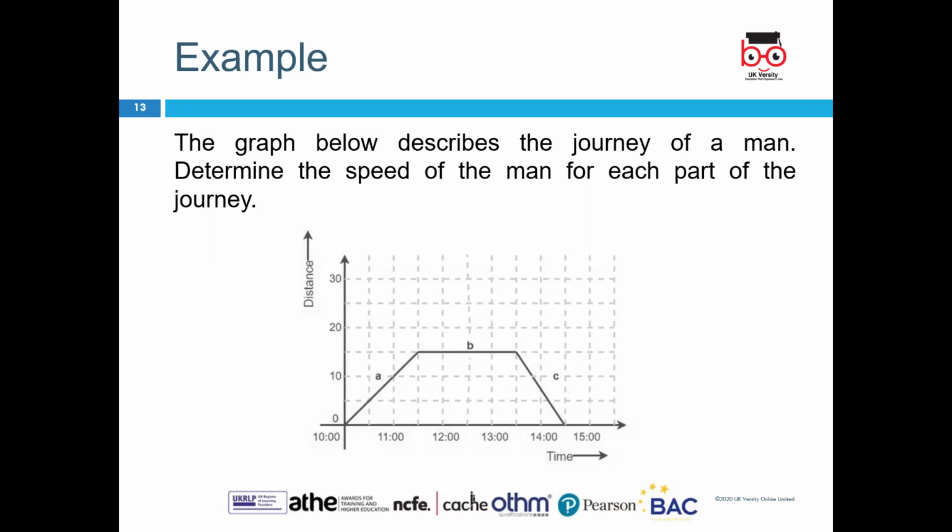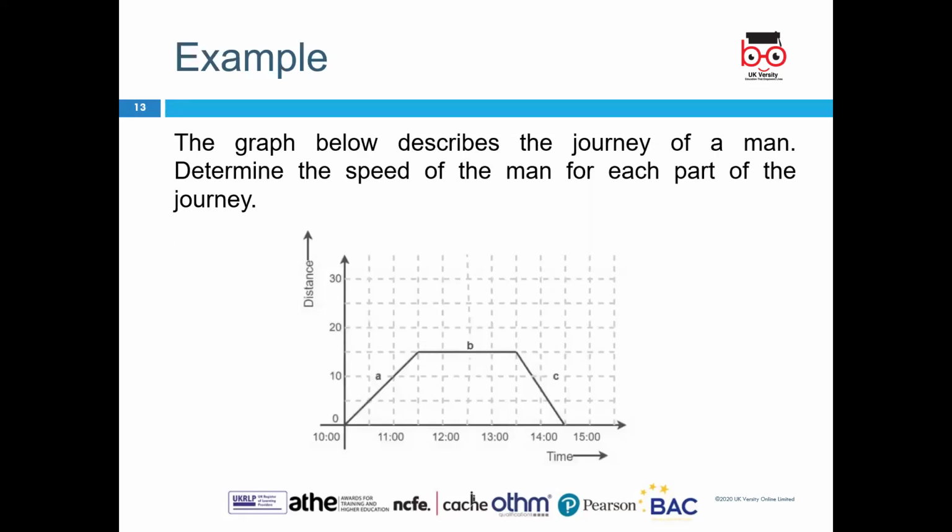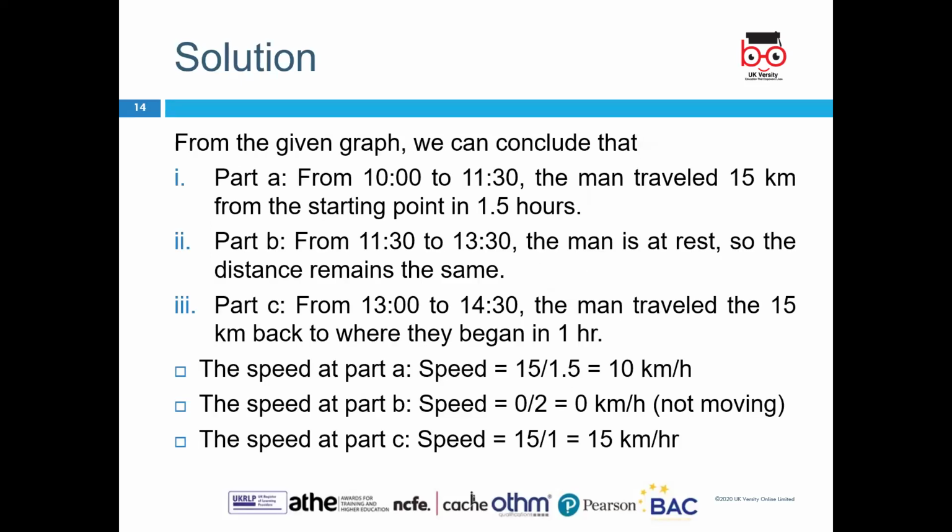So the third option is C, where you see the distance covered is again 15 kilometers, and the time elapsed is 90 minutes, which is 1.5 hours. So again, speed is equal to distance traveled, 15 kilometers, divided by time, 1 hour. Okay, so 13:30 to 14:30. So speed is 15 kilometers per hour.